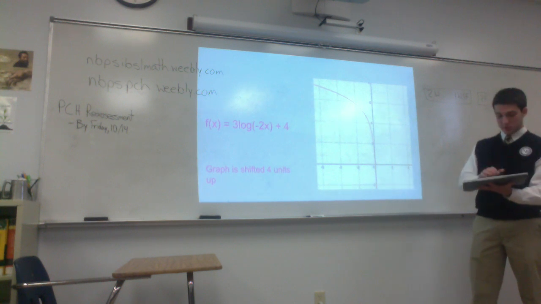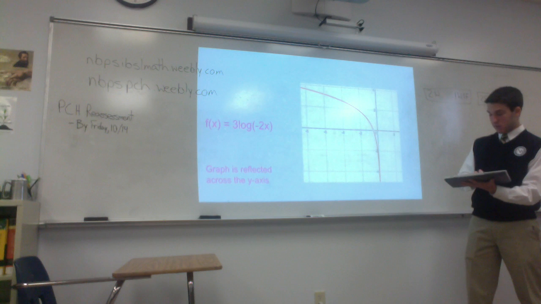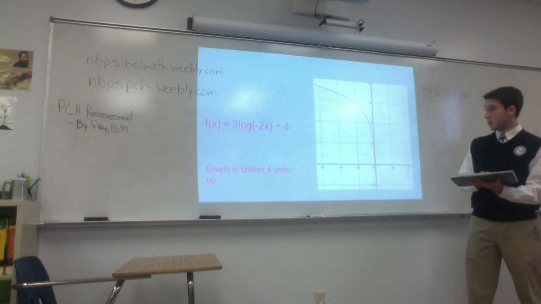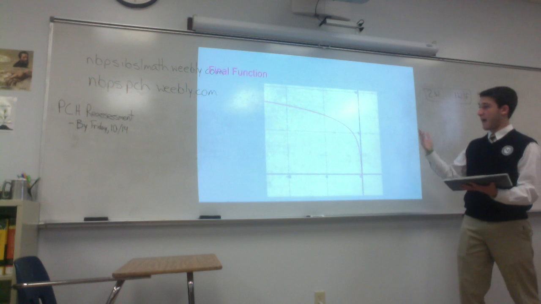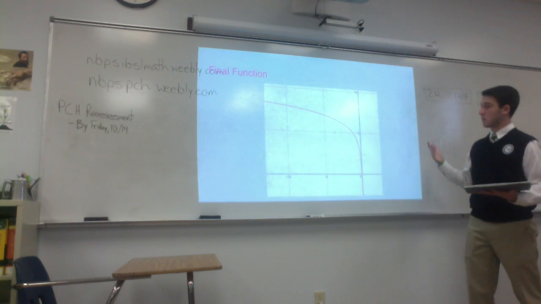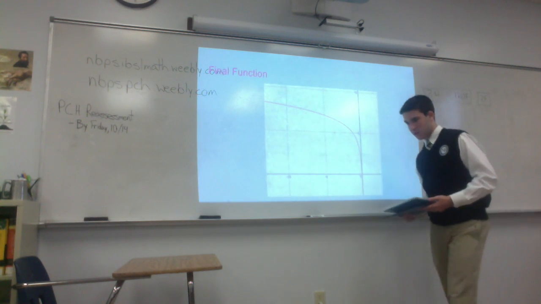So the graph shifts 4 units up compared to this, where it hits the x-axis right there. Now it's hitting it right there at 4. And then your final function is f of x equals 3 times log of negative 2x plus 4. That's your final function. There you go. It's done.